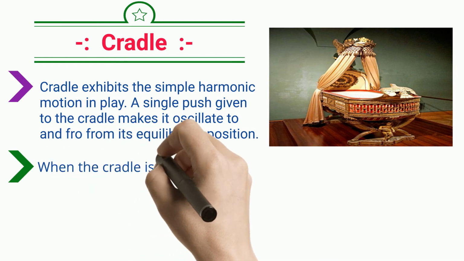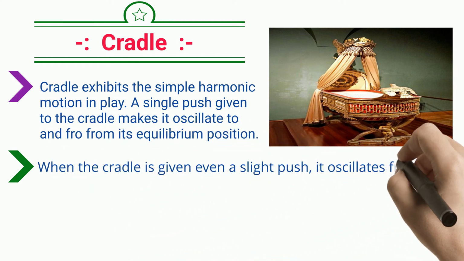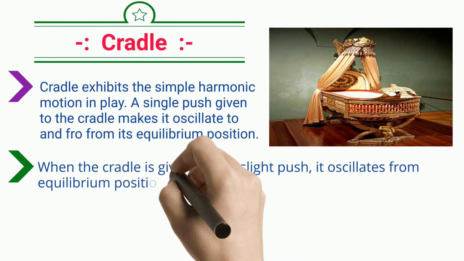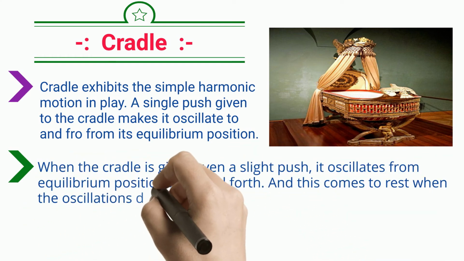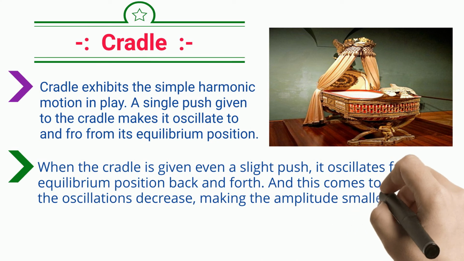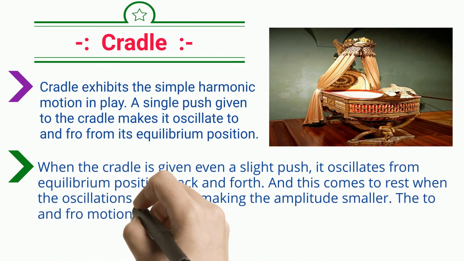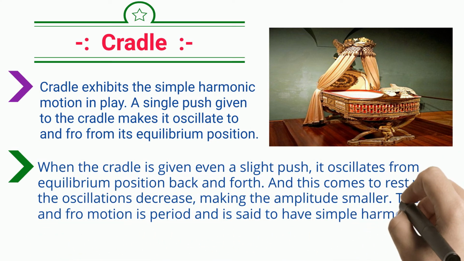When the cradle is given even a slight push, it oscillates from its equilibrium position back and forth. And it comes to rest when the oscillations decrease, making the amplitude smaller. The to and fro motion is periodic and is said to have simple harmonic oscillations.